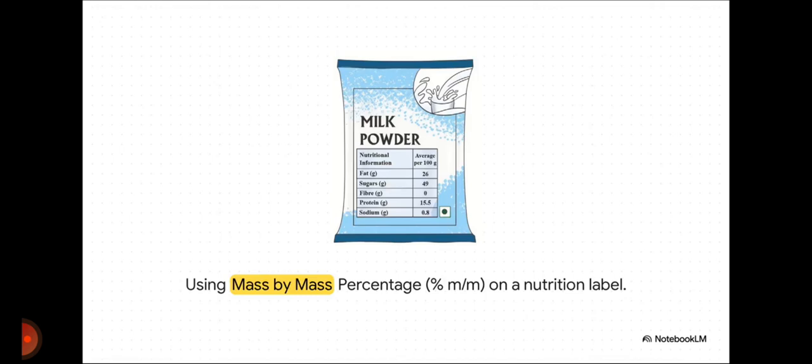Just look at this milk powder nutrition label. When a manufacturer tells you that there are 49 grams of sugar or 15.5 grams of protein in 100 grams of the powder, they are directly using mass by mass concentration. It's literally the standard way to guarantee the exact composition of packaged foods and spice mixtures.